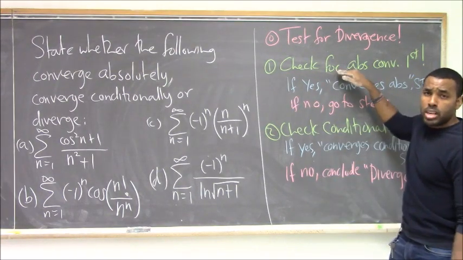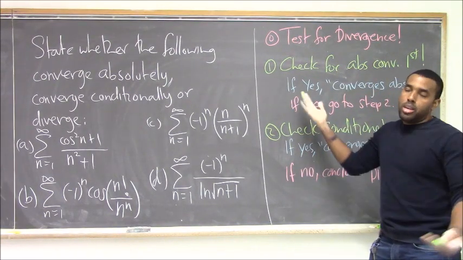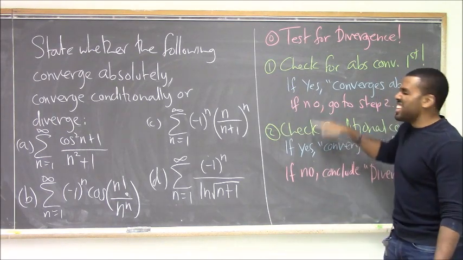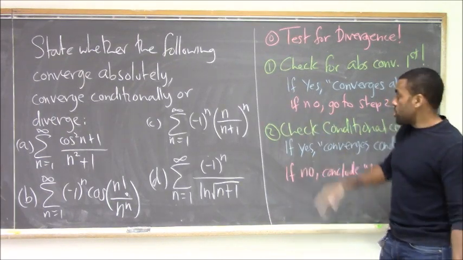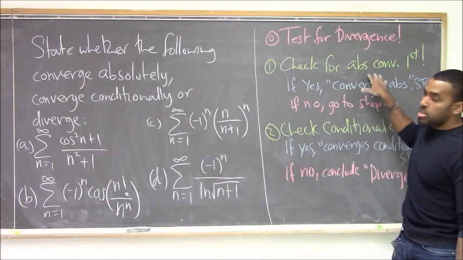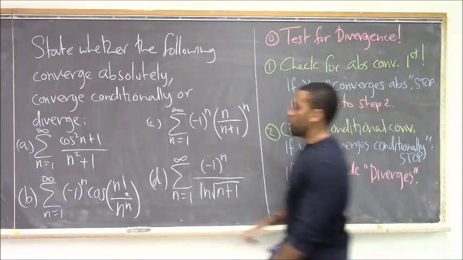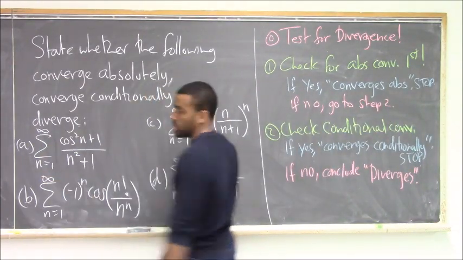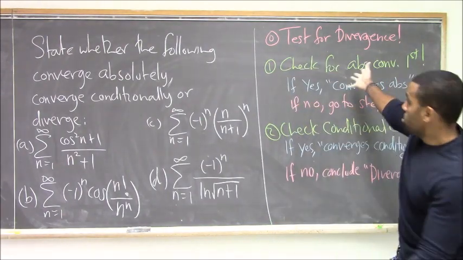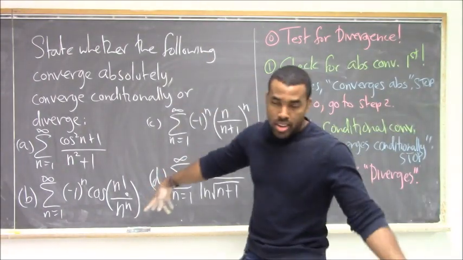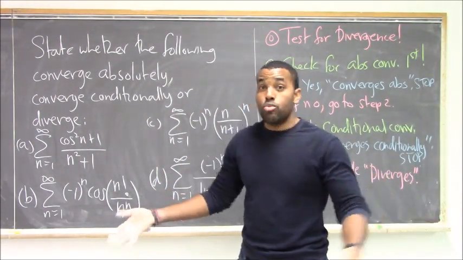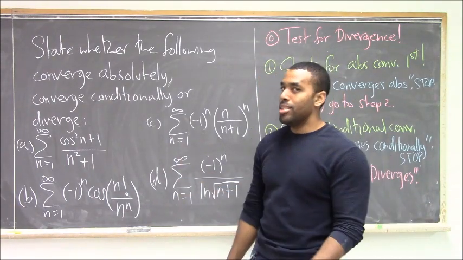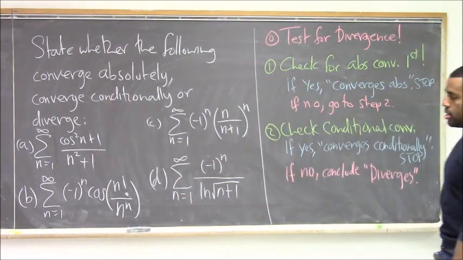So if it converges absolutely, you're done. You stop the problem. Say, hey, it converges absolutely. If it doesn't, then you check conditional convergence. And remember what absolute convergence means. It means the series converges when you put absolute values around all the terms. So in step 1, you're going to put absolute values around all the terms, see if it converges. If not, remove the absolute values and try again with some other series test.